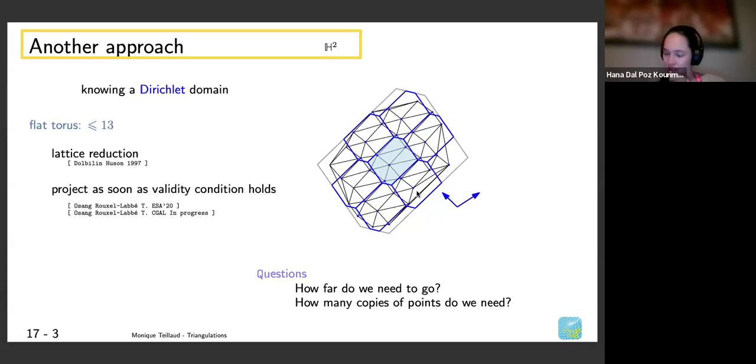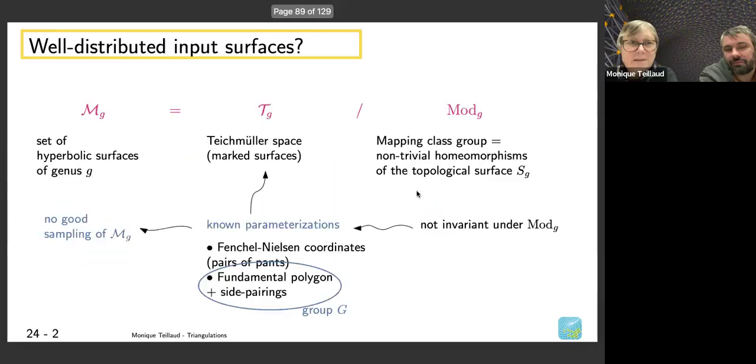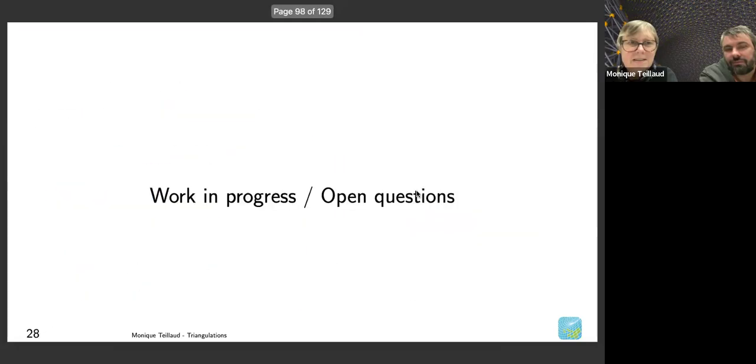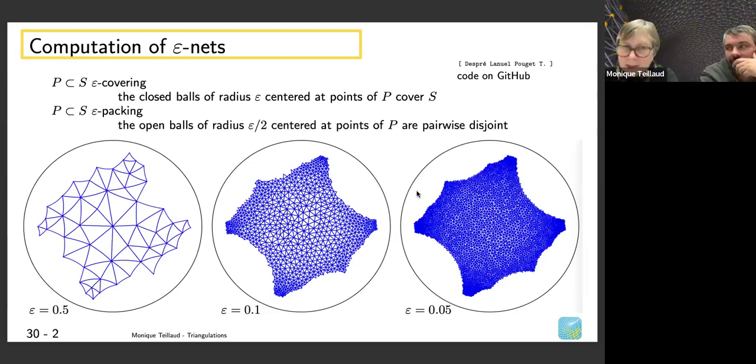I was wondering, at the end of the talk, you were talking about adding points by inserting certain circumcenters. But you were also saying at the beginning of the talk, if I don't get it wrong, that calculating the positions of the circumcenters is difficult in the hyperbolic case.